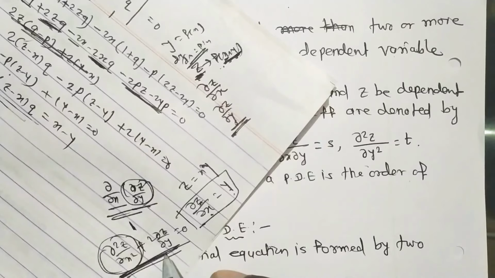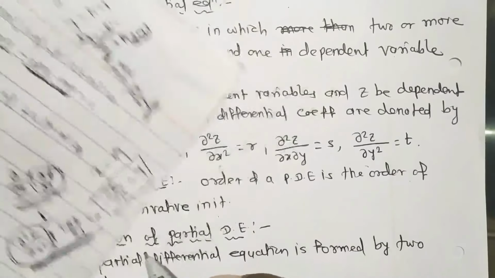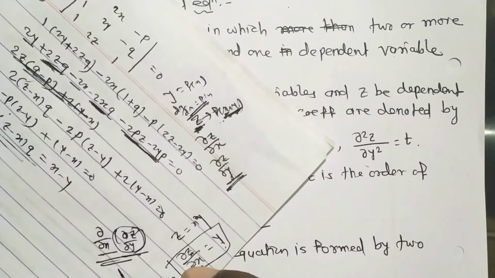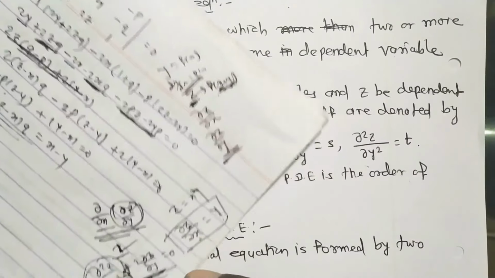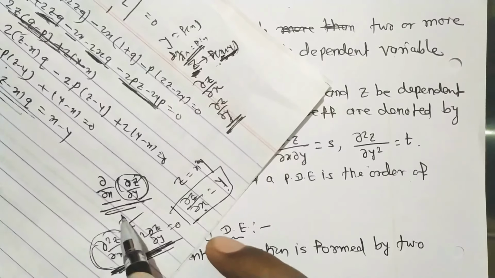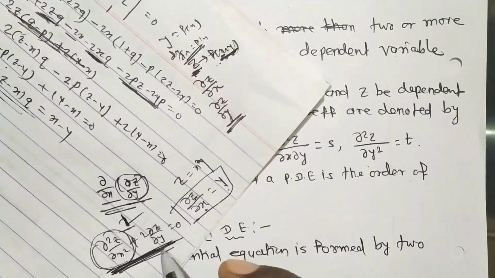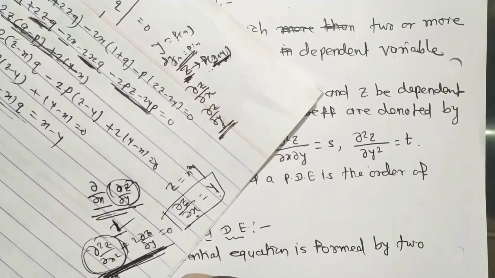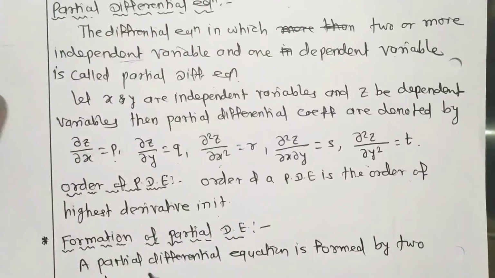Now what is meant by linear and non-linear partial differential equation? Linear means degree 1 and non-linear means degree is not 1. For example, this one is not a linear partial differential equation, but here the degree of this partial differential equation is 1, so we can say that this differential equation is linear.